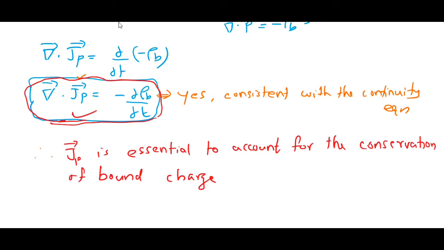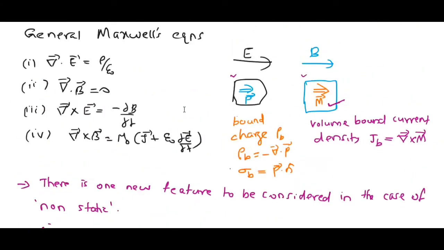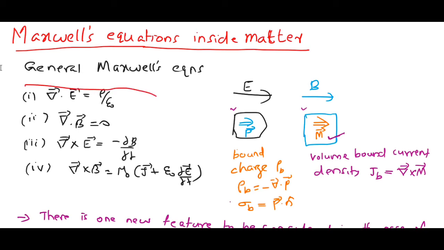In view of all this, the total charge density has to be modified in the general Maxwell equation. We have seen that this rho has to be modified to rho f plus rho b. That is, if any free charge is present, that also has to be included, and rho b is the volume bound charge density in this material because of the polarization. And there is no other change here, but the current has also to be modified.